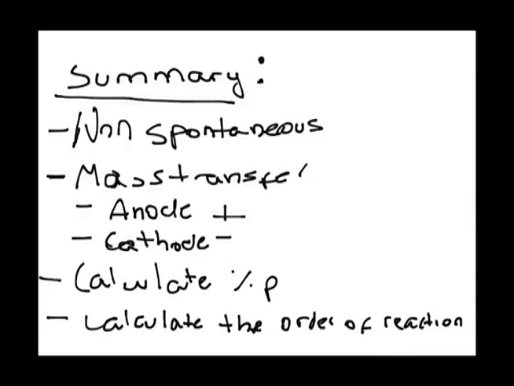Well, if you paid attention, you could learn that our reaction was a non-spontaneous one because we needed a battery for it to occur. Then, you could learn that in an electrolytic cell a mass transfer occurs, where the anode gains mass and the cathode loses mass. Also, you could learn to calculate the percentage of performance of a reaction, and also calculate the order of a reaction and the constant velocity of the reaction.